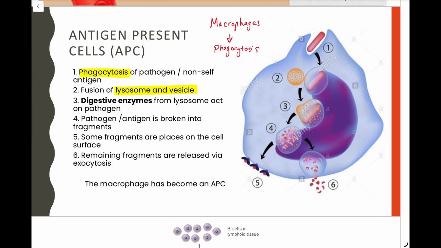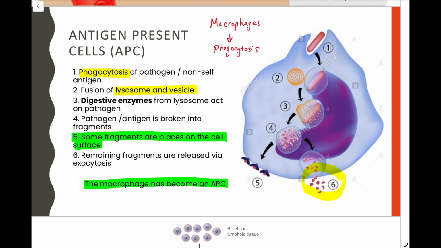And previously we've spoken about the exocytosis, so step 6 over here on this diagram, of these pathogen particles from the cell. But what we're really looking at with an antigen-presenting cell is step 5 instead, and so I'll highlight this in a different colour, where some of the fragments are taken and placed on the cell surface. And it's at this stage, once these antigens have been placed on the cell surface, that the macrophage itself has become an antigen-presenting cell, an APC.